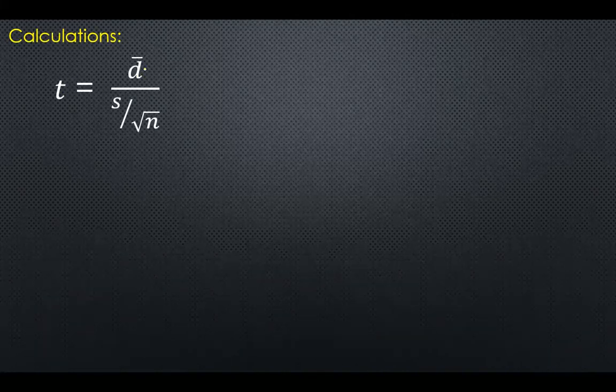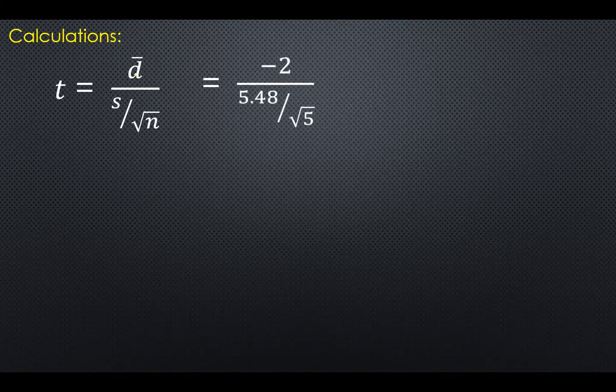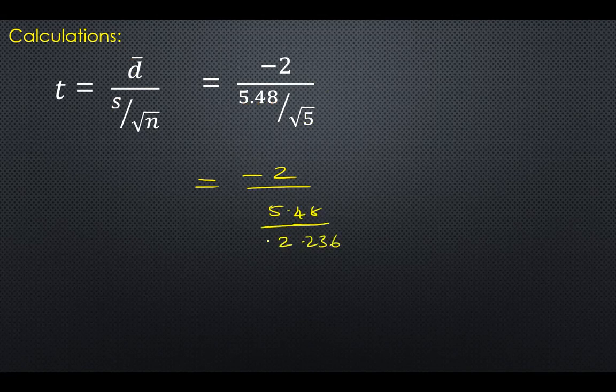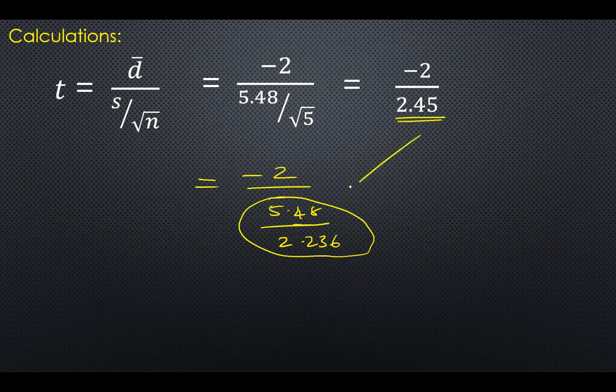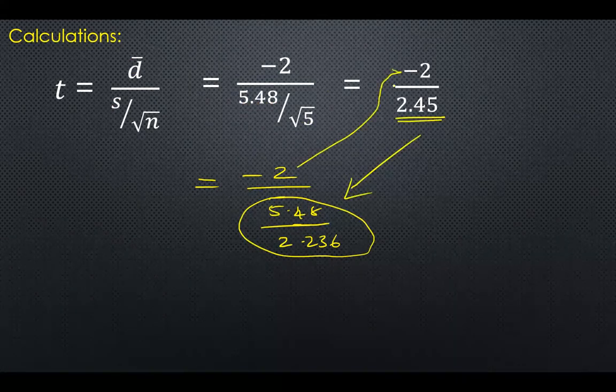So T is equal to D bar by S by root of N. So here D bar is -2, already I've calculated. Now this S is equal to 5.48 and N is equal to root of 5. So here I'm going to calculate this -2 divided by 5.48 divided by this root 5, which is 2.236. If you do not know, you just calculate using the calculator. Now what does this denominator come to? 2.45 it is coming. Okay, the numerator is -2.